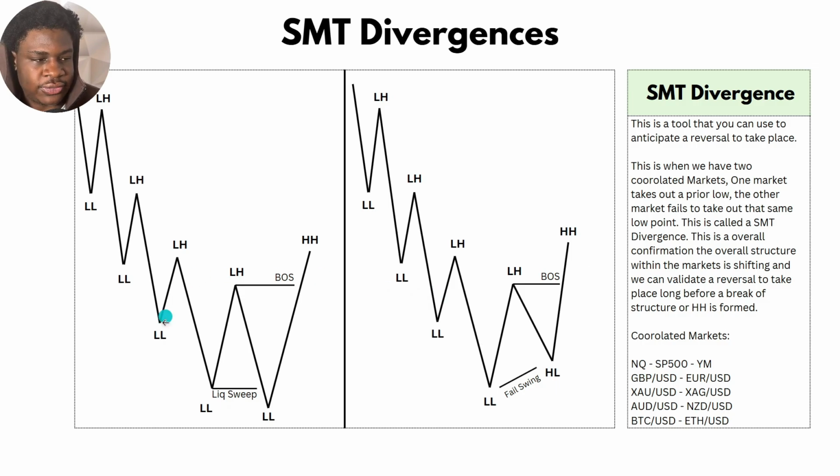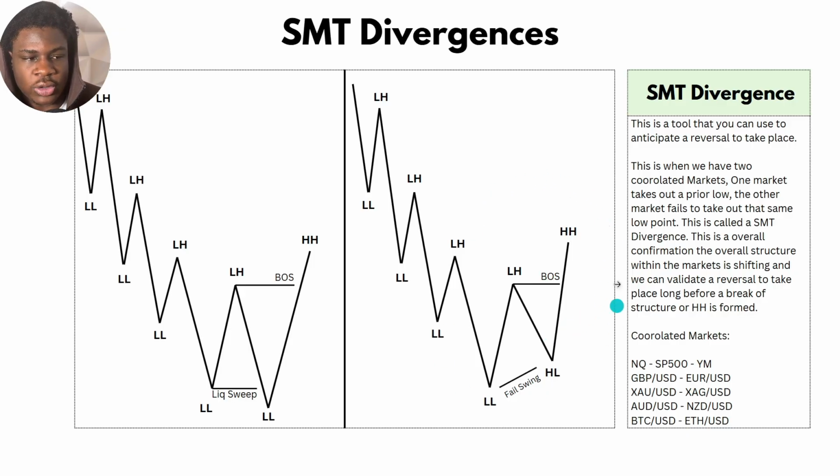And within this reversal signature, as we can see here, we want to look for what's called an SMT divergence. This is when we have a correlated market and we can see that one market takes out a previous low and then sees this higher high. But then the other market creates what's called a higher low and then takes out this previous high. So the difference between this one market taking out this previous low and this other market failing to take out that previous low is our SMT divergence.